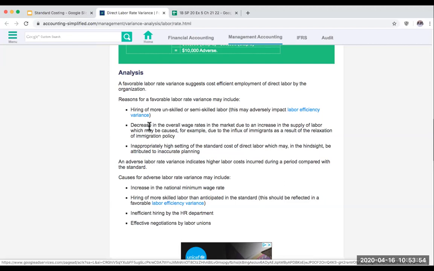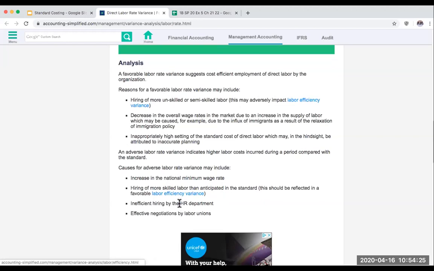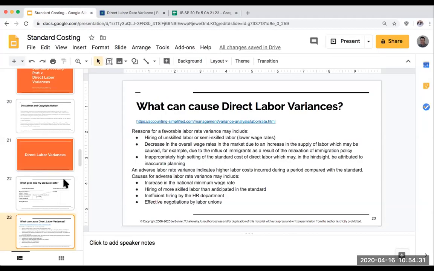Another cause is a decrease in the overall wage rates due to an oversupply of labor in the market. And then over here, you've got an inappropriately high setting of the standard cost of direct labor, so someone is over budgeting in terms of standards. At the same time, an adverse labor rate variance indicates higher labor costs. It can be an increase in the wage rate, or hiring more skilled labor, which might be more expensive. It can also be inefficient hiring by human resources, and effective negotiations by labor unions. So again, all of those can really impact my direct labor costs.